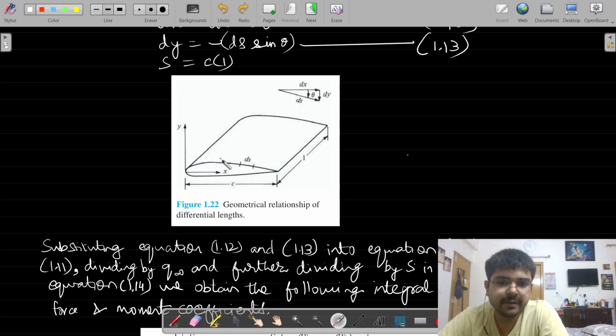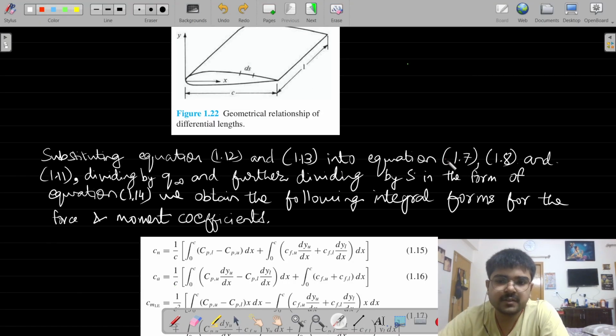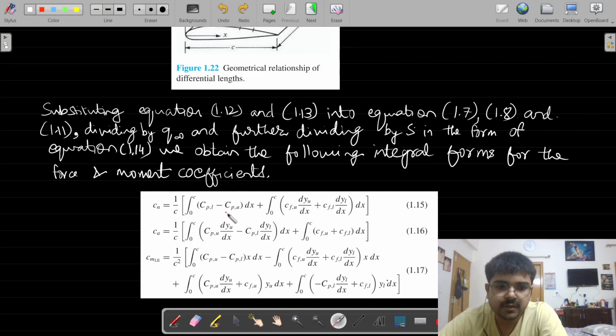Now substituting equations 1.12 and 1.13 into equations 1.7 and 1.8, that is the first moment equation that we had studied earlier, and 1.11, dividing by q infinity and further dividing by S in the form of equation 1.14, we obtain the following integral forms for force and moment coefficients. So these are the integral forms for force and moment coefficients: Cn, Ca and Cm at the leading edge. These are equations 1.15, 1.16 and 1.17.